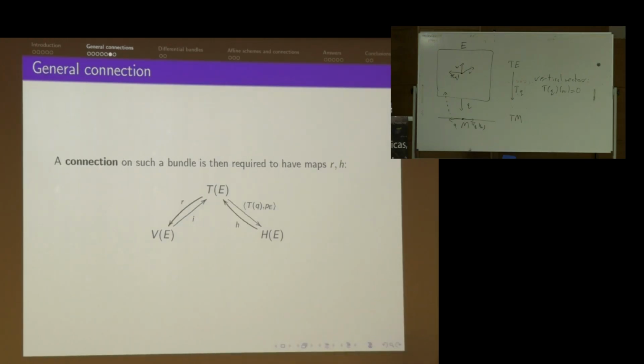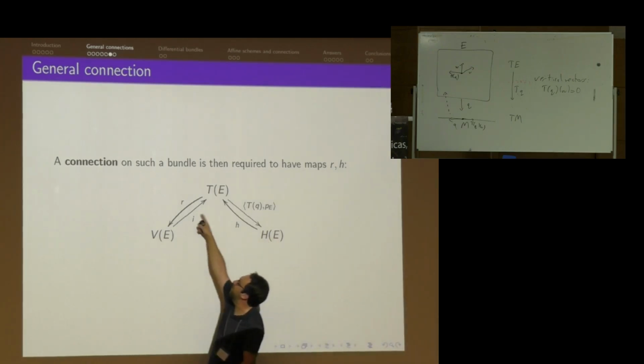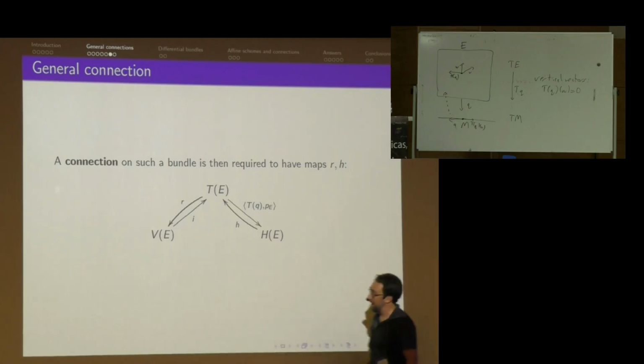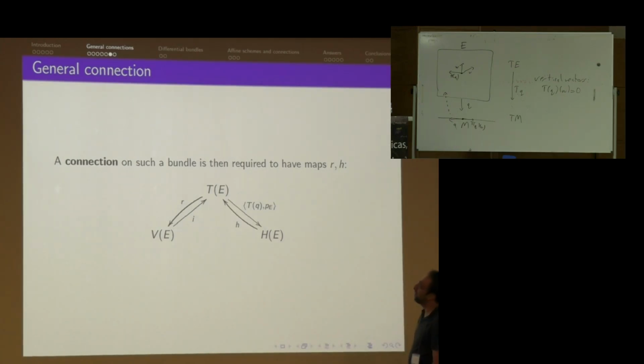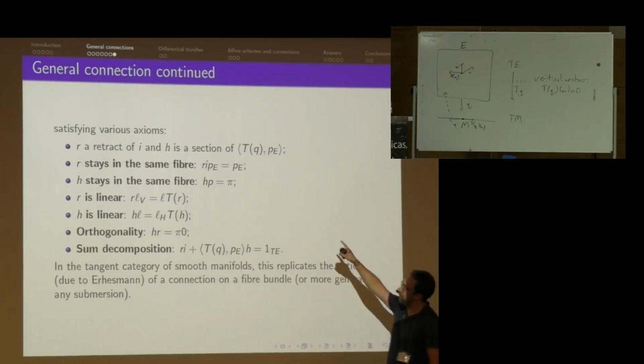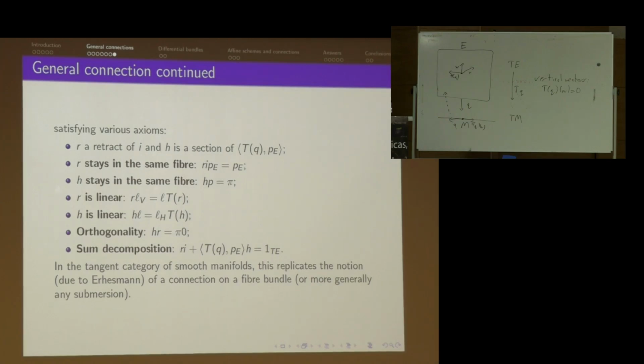As a connection, you want things going backwards, right? So you want to have this vertical projection and this horizontal lift. Again, in smooth manifolds, you can get away with one or the other, but in general, you need both. So it's going to be a structure with an R and an H, satisfying a bunch of axioms. The first one, as I was mentioning, is that R is going to be retracted by inclusion, H is going to be a section of another thing, and then there are various axioms to keep things nice.